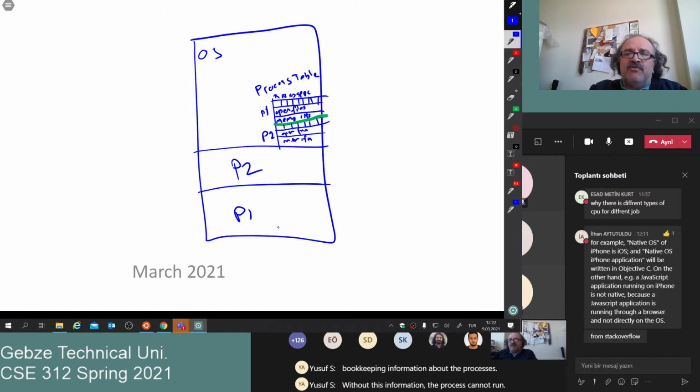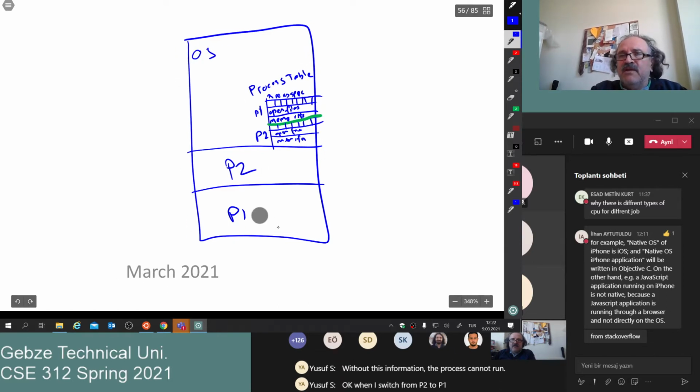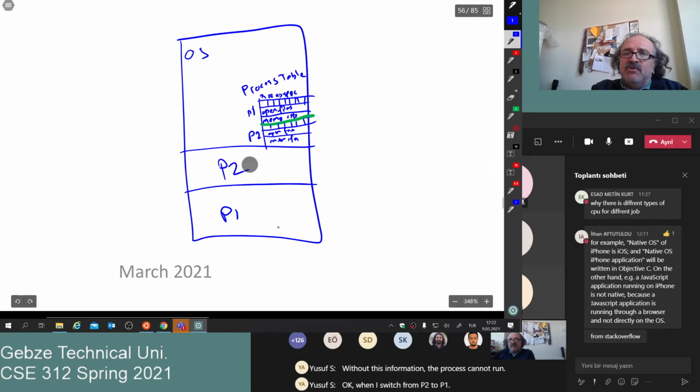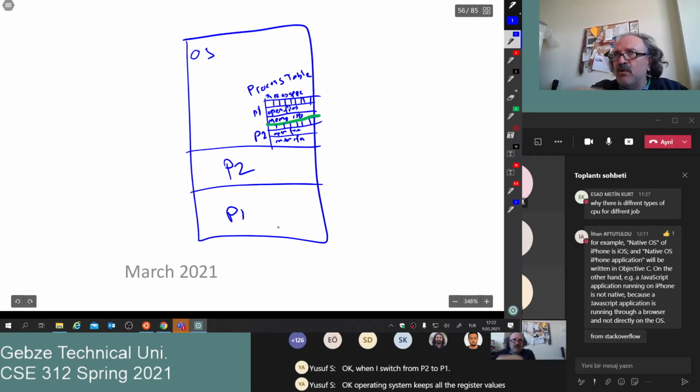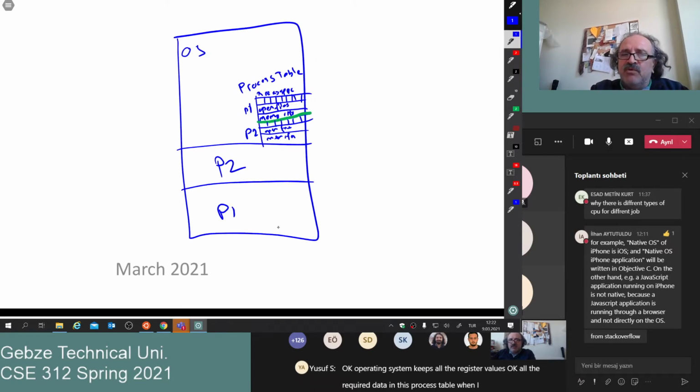When I switch from P2 to P1, the operating system keeps all the register values and all the required data in this process table. When I switch back to P2, I load them from the process table. That's why context switching is expensive. When you switch from one process to another, you have to store all that information to memory, and you have to load the required information from the process table again. Switching between two processes is expensive.